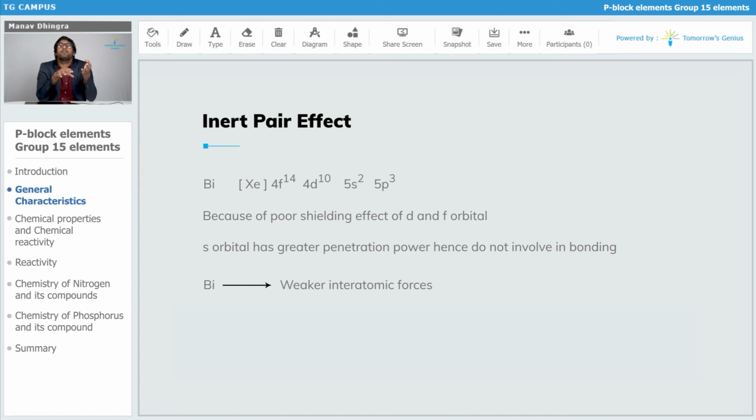Bi 5 positive is less stable than bismuth 3 positive. So what kind of questions can they ask you on this? A very small question I can ask you is, which is the better reducing agent?